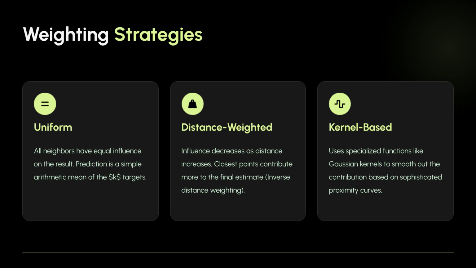Weighting strategies define how neighbors contribute to the prediction. Uniform weighting gives all neighbors equal influence. Distance-weighted decreases influence as distance increases, and kernel-based methods use specialized functions for smoother proximity curves.